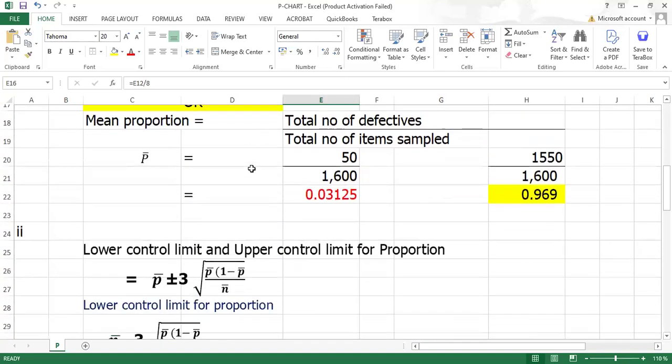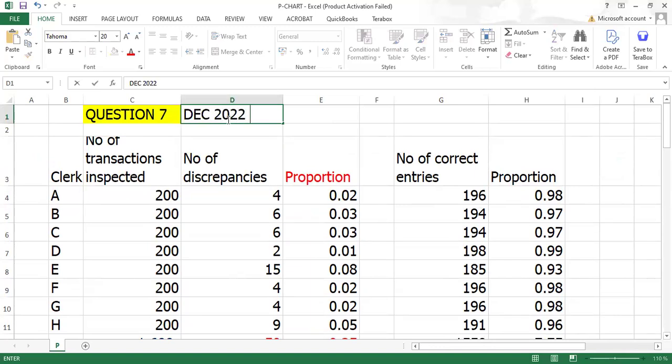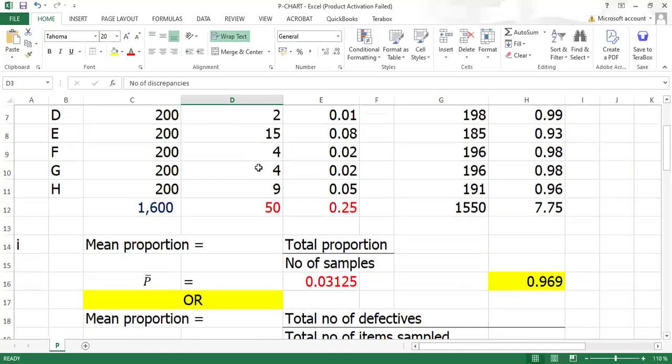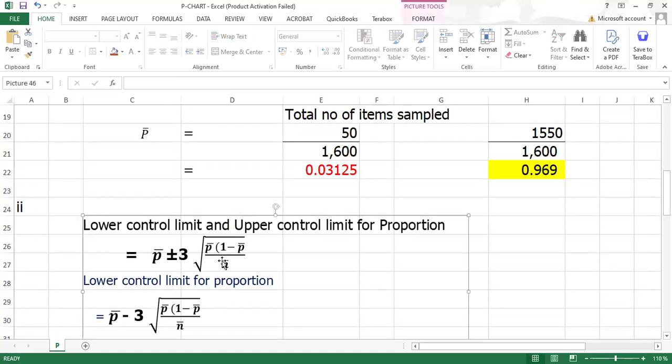So next, Roman 2. And remember, this question 7 is actually December 2020, question 4C. Roman 2: how do we get the lower control limit or upper control limit for proportion? This is the formula we use.